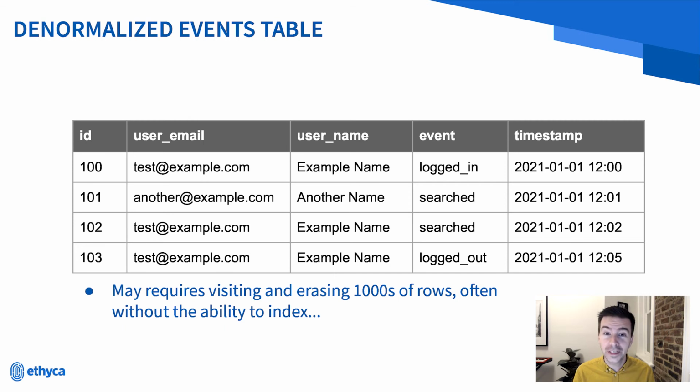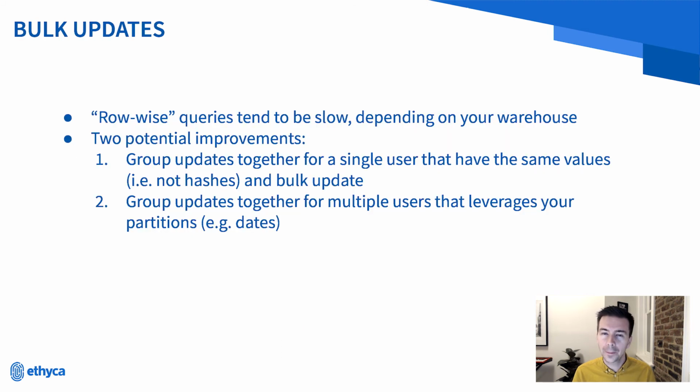However, let's assume we didn't do that, and we've decided to store personal data in something like an events table in the warehouse. It might look something like this, where you have that user data copied into thousands of these events, all of which are intertwined with events from other users. So our basic algorithm will still work, of course, but it will require visiting thousands of these rows and not in a particularly efficient way.